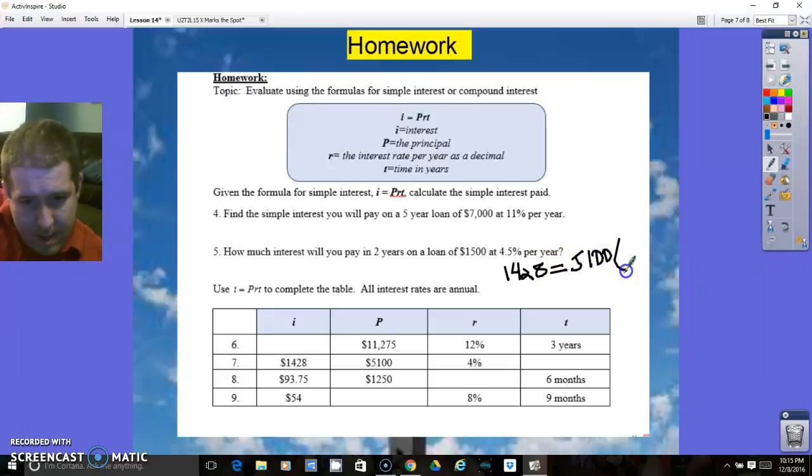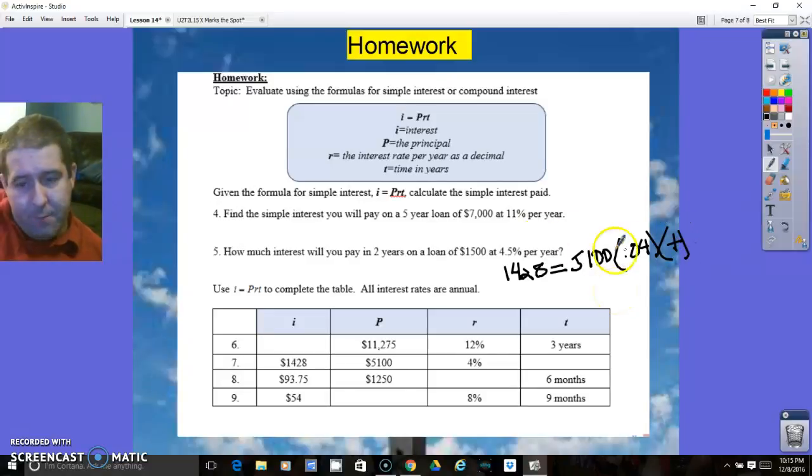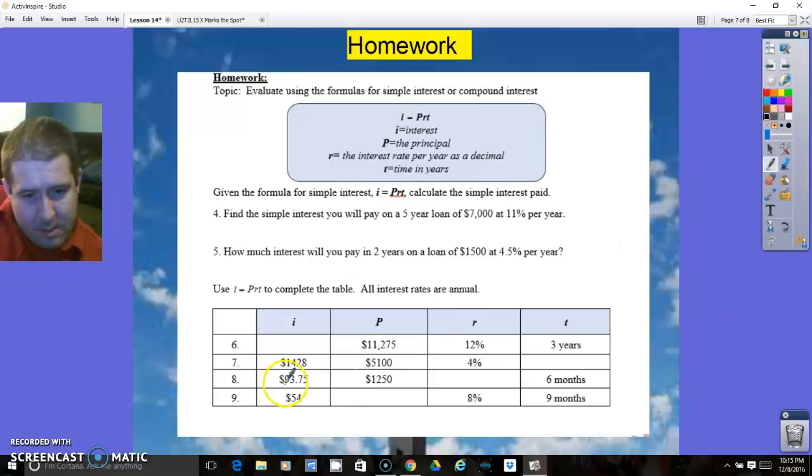5,100 times 0.04 times some amount of time. So there we go. So if I want to solve for the amount of time, I'm just going to divide 1428 divided by 5,100. That gives me 0.28, and then divide that by 0.04, and that gives me 7. So 7 must be the amount of years. Okay, so I'm going to erase that again. Set up the next one.